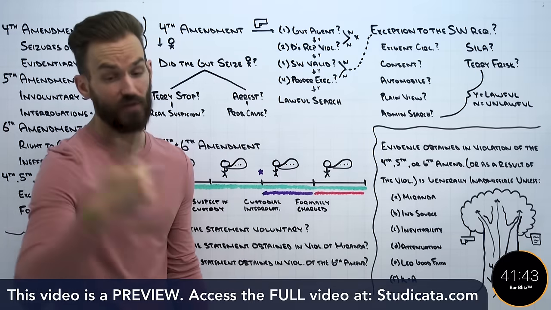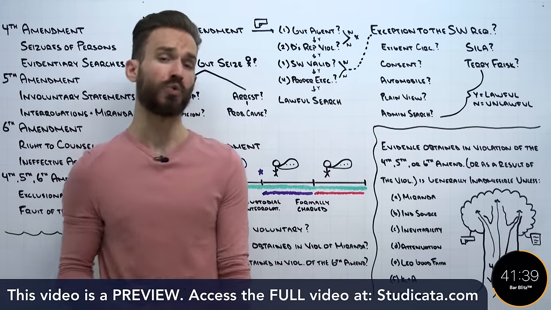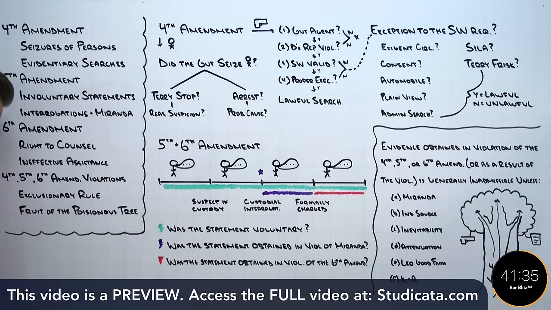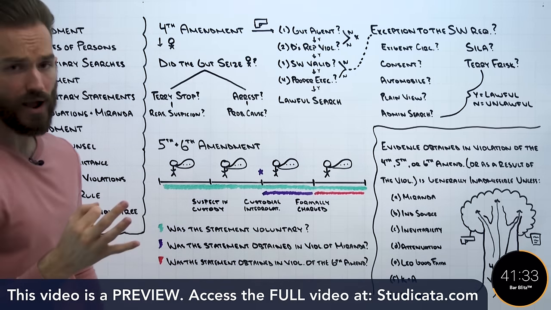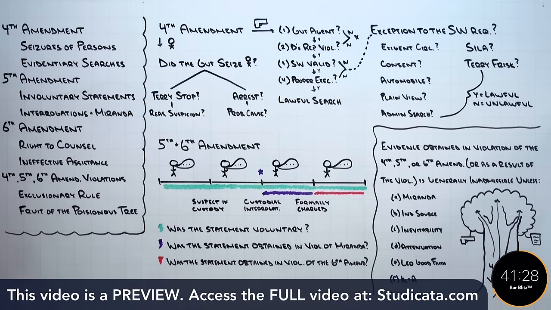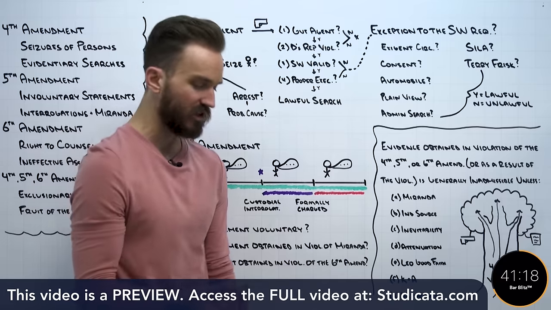Number one, does he have a search warrant? The fact pattern will have to tell you whether or not he has a search warrant. If he has a search warrant, is the search warrant valid? We'll see that there's three requirements to have a valid search warrant. To be valid, a search warrant must be issued by a neutral magistrate. It has to be based on probable cause, and it has to describe the place to be searched with particularity.